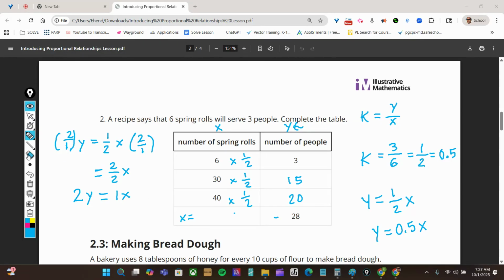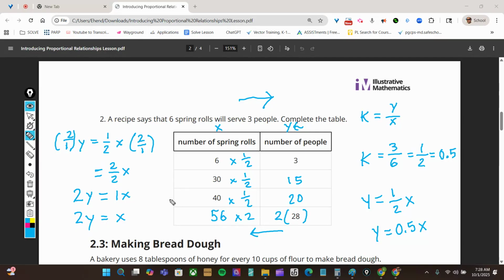Okay, so over here, we have y, 2y equals x. So over here, we have x is going to equal y times 2. Okay, which equals 56. So this is times 2 going this way. These are times half going that way.